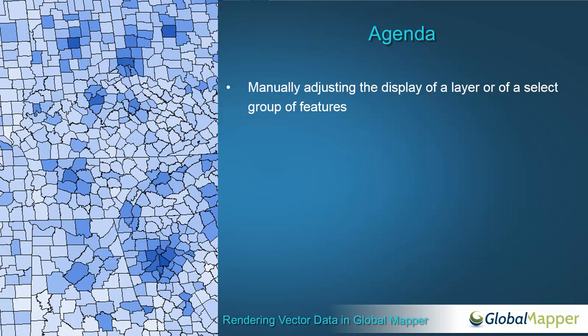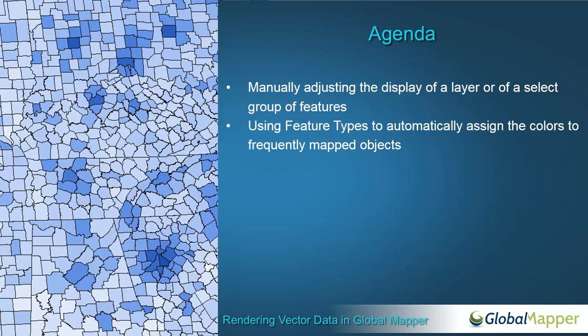And we're going to begin by exploring the process of manually changing the appearance. Anybody who has imported or loaded a shapefile into Global Mapper will know it appears in a very generic way, unfilled, black outlined polygons. And we're going to explore different ways of changing that, again, starting with a manual process.